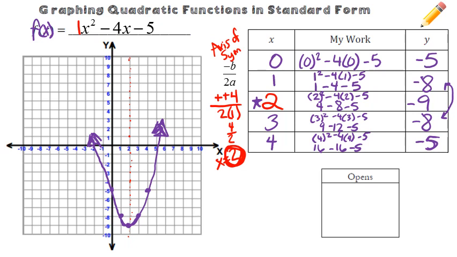Let's go through and answer some more questions. Opens. Remember the little rhyme, up like a cup, down like a frown. So I'm looking for if it's up or down. So in this case, we're opening up. That's all we need to say there.